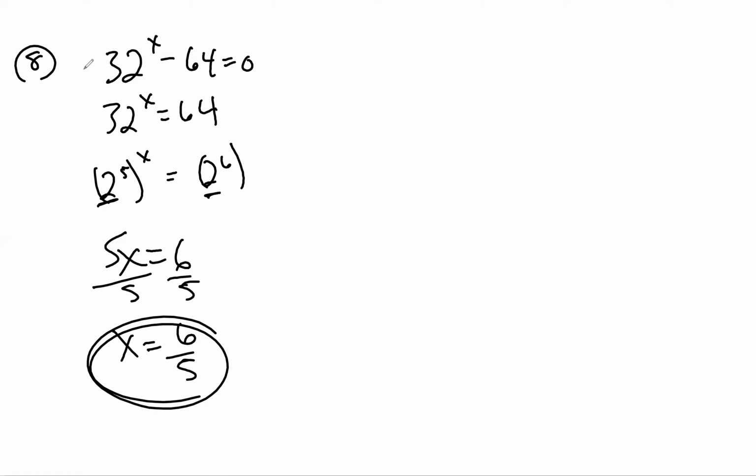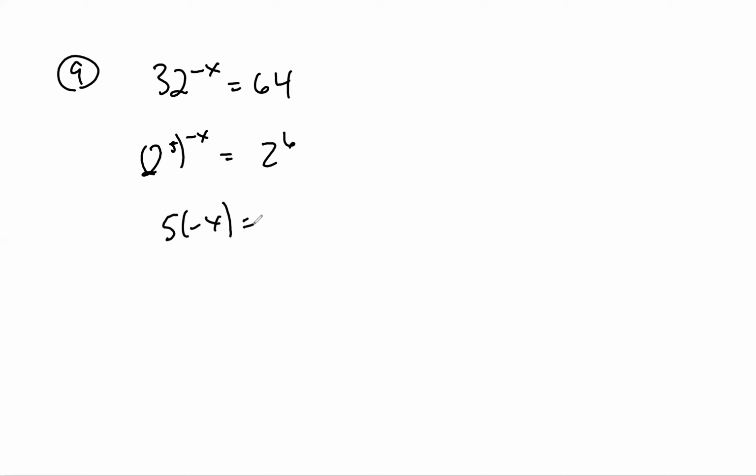All right, number 9. So this one looks similar to one we just did. 32 to the negative x equals 64. So from the previous problem, we already know that 2 to the 5th is equal to 32, and we already know that 2 to the 6th is equal to 64. And so in this case, I'm going to have 5 times negative x equals 6. Well, that gives me negative 5x equals 6. Divide by negative 5, divide by negative 5, and x equals negative 6/5.